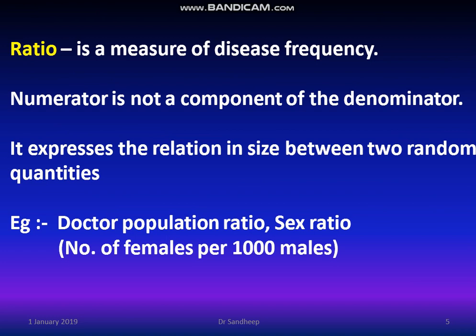Ratio is a measure of disease frequency. It is different from rates in a way that the numerator is not a component of the denominator. It expresses the relation in size between two random quantities. Doctor population ratio is the number of doctors in a geographic area divided by population size in that geographic area. Sex ratio is the number of females divided by the number of males.